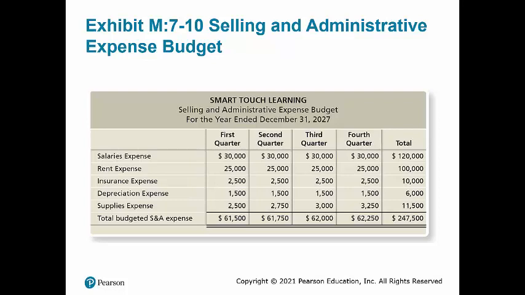So the total budgeted selling and administrative expense would be $247,500, and again that amount would be used to complete the budgeted income statement. And that is the conclusion of the second part of Learning Objective 3.